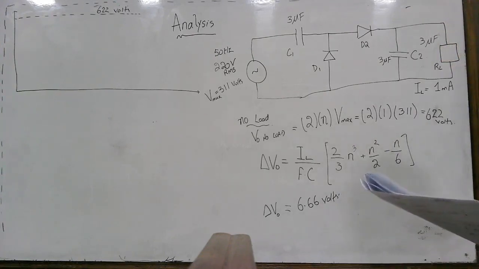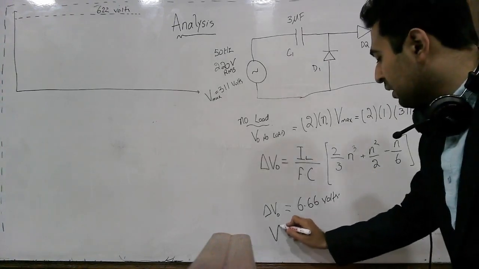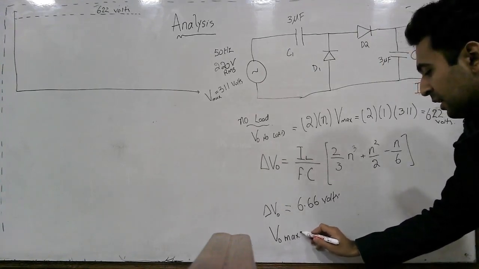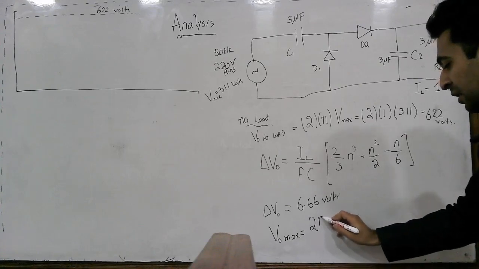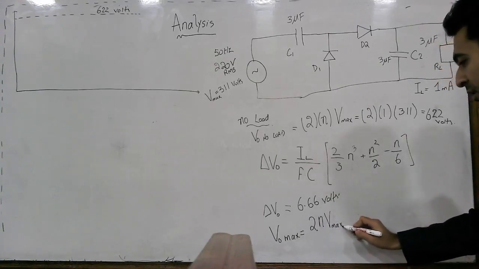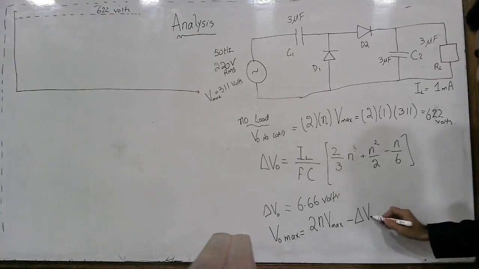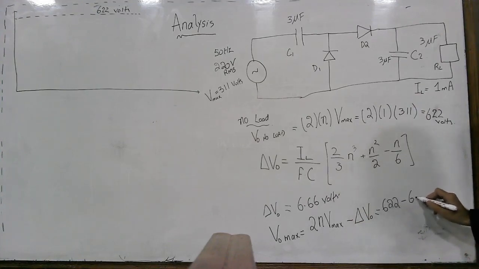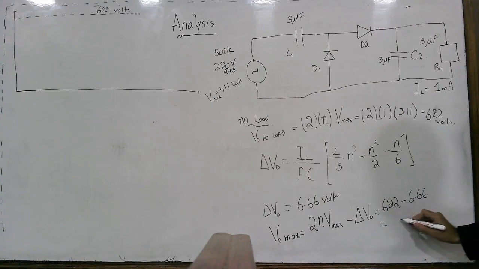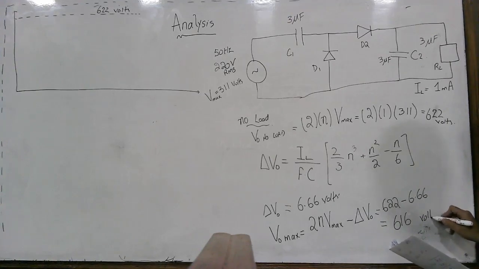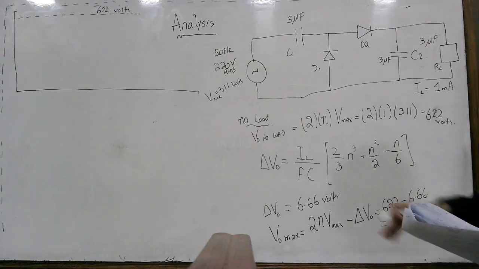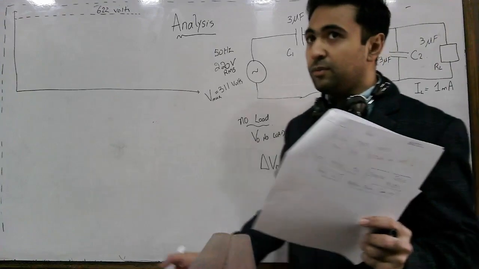Okay, this is the voltage drop. Then what is the maximum possible output voltage in this case? Obviously it is equal to 2n V max minus this voltage drop, which is 622 volts minus 6.66 volts. It comes out to be approximately 616 volts. So the output voltage comes out to be 616 volts. This is the maximum value of the output voltage which can be reached.